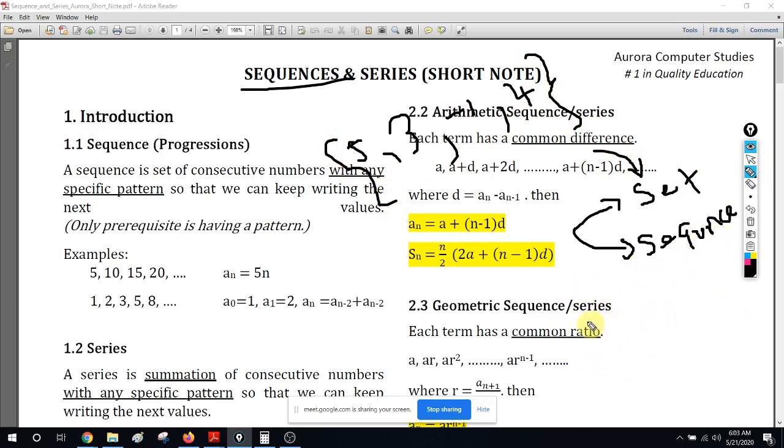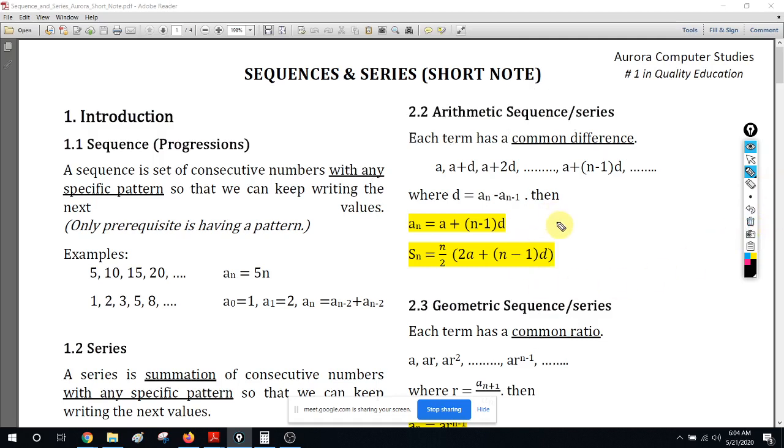Also, terms come consecutively. So if after 1 it is 5, it must be 5. You can't just say 1, 5 is the same as 5, 1. That is possible in sets, but in a sequence you have to understand this is the first term, this is the second term, this is the third term. That order is also important when it comes to a sequence.